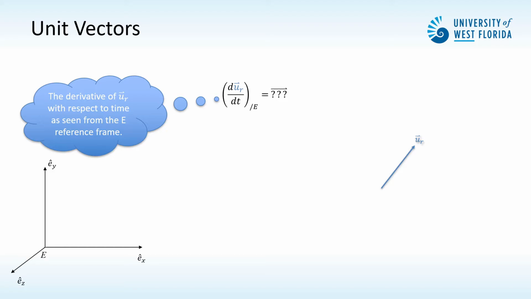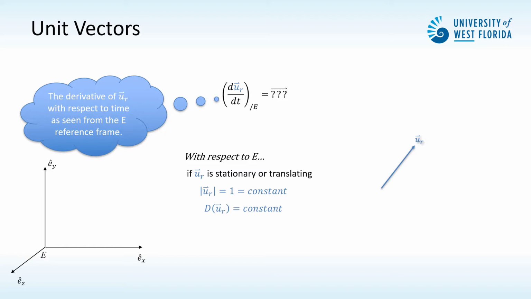For example, let's see if we can figure out what the derivative is. Recall from before that as long as a vector isn't stretching or shrinking, then its magnitude is constant. This is a unit vector, so its magnitude is always 1. It is constant. Recall also that if a vector isn't rotating, then its direction is constant. If u sub r has a constant magnitude and a constant direction, and the derivative of a constant with respect to time is 0, then the derivative of u sub r as seen from E must be 0, or more specifically, the 0 vector.